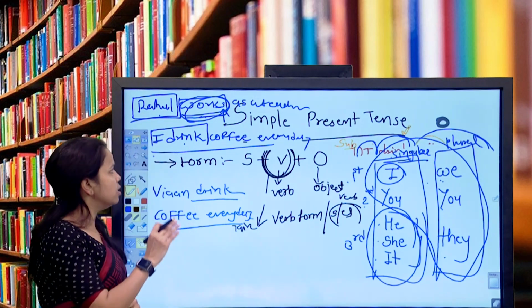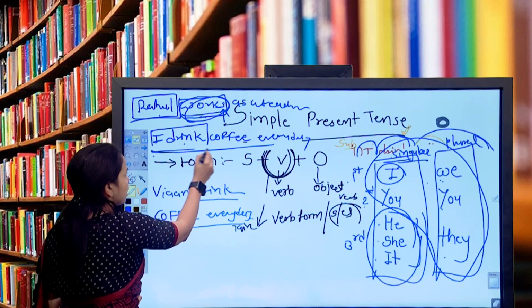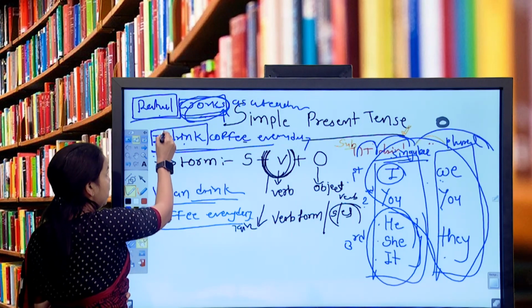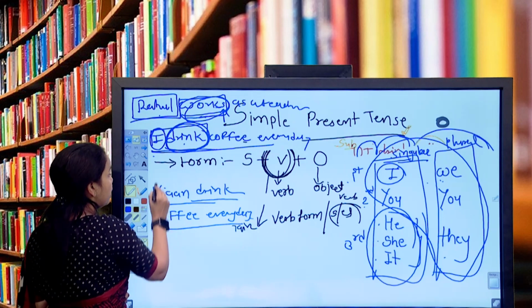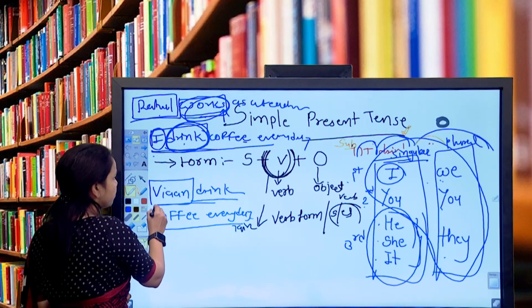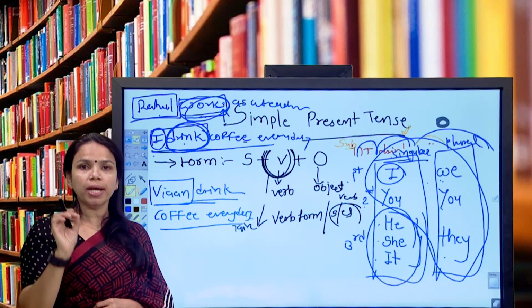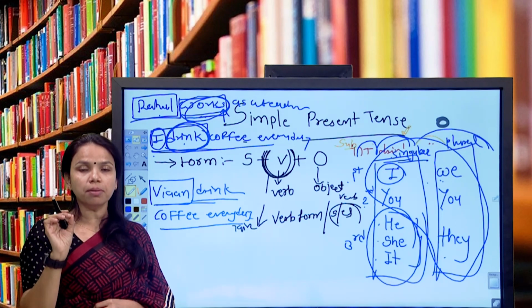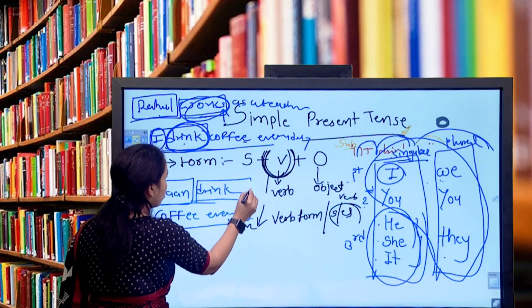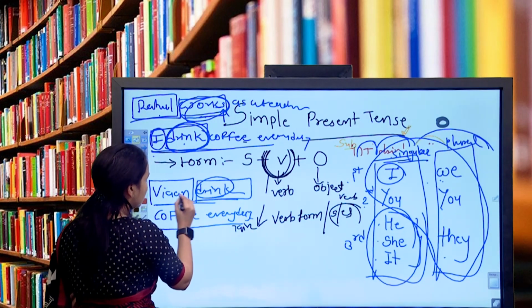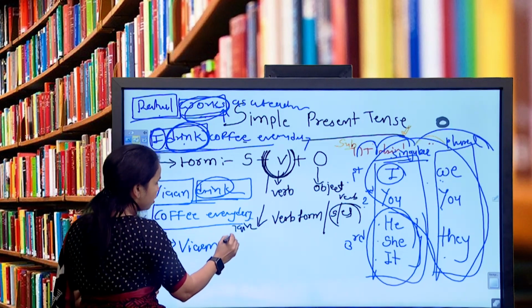So this sentence represents simple present tense. Is it a correct structure or not? If the subject is I, we have to use the main verb, right? But if the subject is third person singular, Vian represents he, so for that reason we have to put s or es after the main verb. So the correct sentence will be Vian drinks coffee every day.